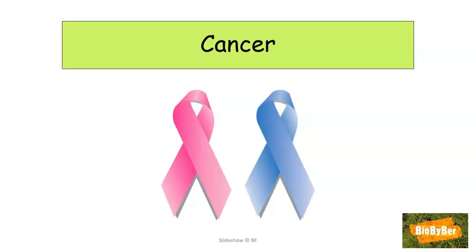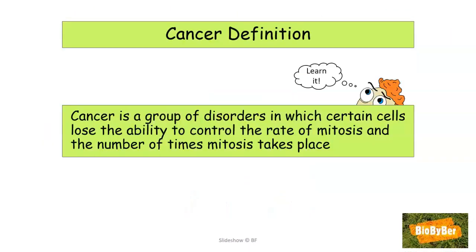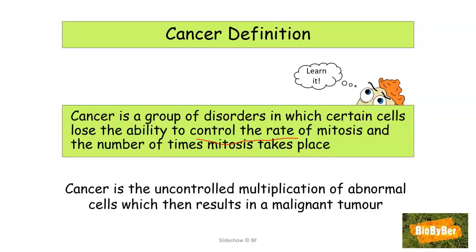Let's look at cancer. The definition of cancer is a learning outcome of this lesson. Therefore, we had better make it our business to learn it off by heart. Cancer is a group of disorders in which certain cells lose the ability to control the rate of mitosis and the number of times that mitosis or cell division takes place. Basically, these cells lose the ability to control the rate at which they carry out cell division.